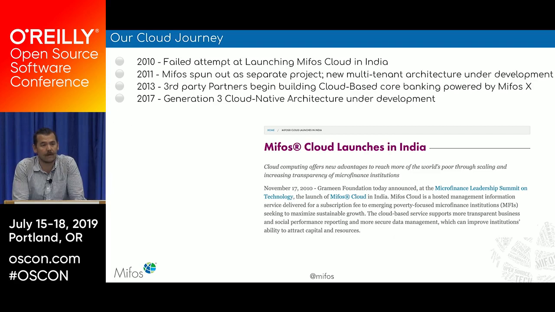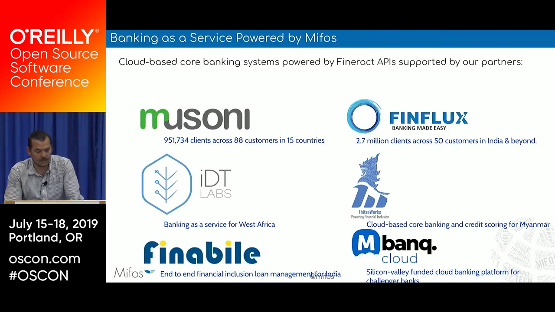And then secondly, Finflux, our gold partner, who I'm going to highlight in a few slides, took on the role of hosting our initial cloud customers from India. And so with our Generation 2 architecture, you can see how our open source core banking APIs have powered the solutions on the screen. Companies worldwide have built out their own branded cloud-based core banking solutions that are now reaching millions and delivered at scale.